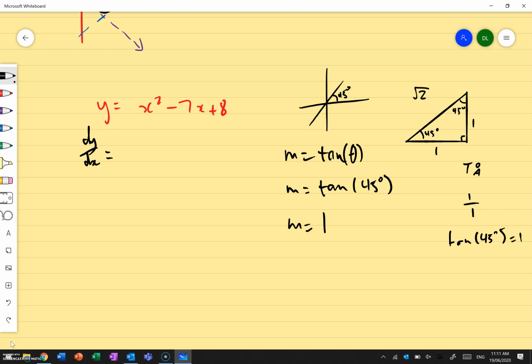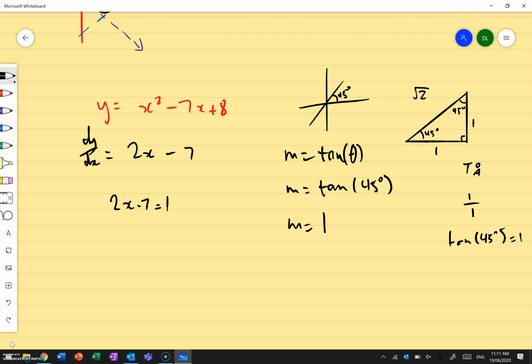Now, using my differentiation rules, remember I bring the 2 to the front, so 2x. I bring the power of 2 down by 1, so it's going to be 1 minus 7, and I don't bring the x, so it's going to be 2x minus 7. Do you remember how to do this part? Yes, this is the gradient. And so I know the gradient is equal to 1. So I let 2x minus 7 equal 1.